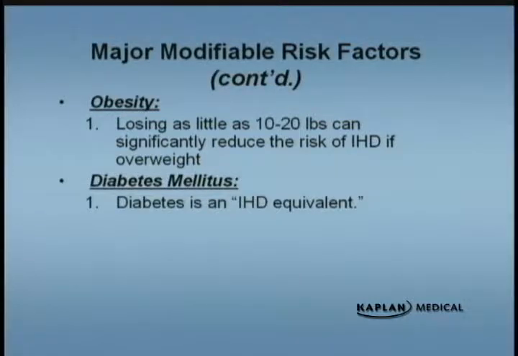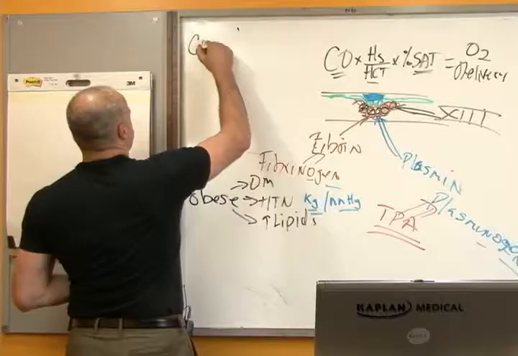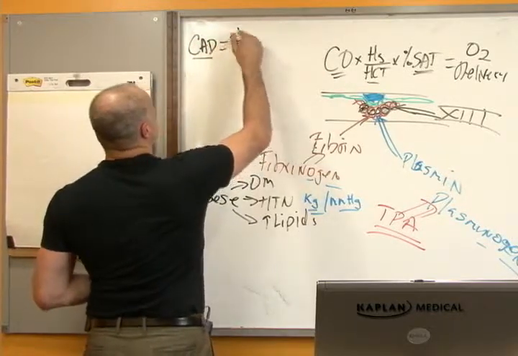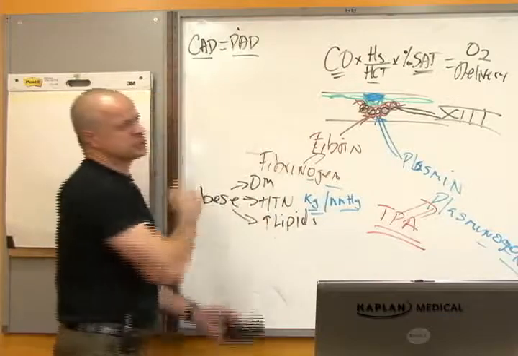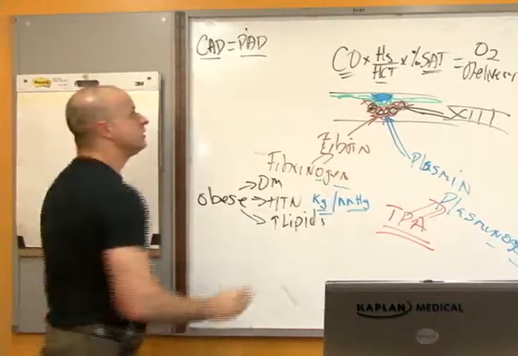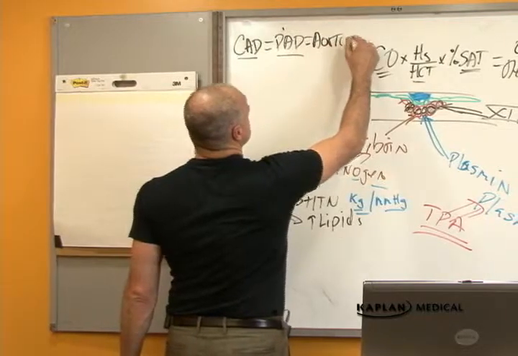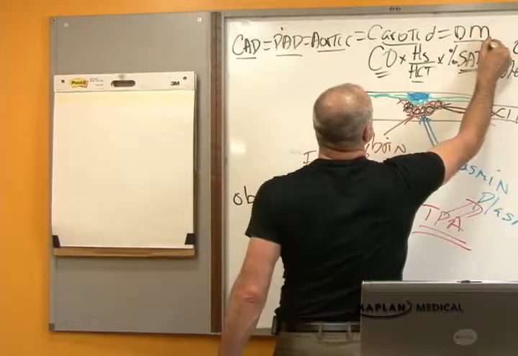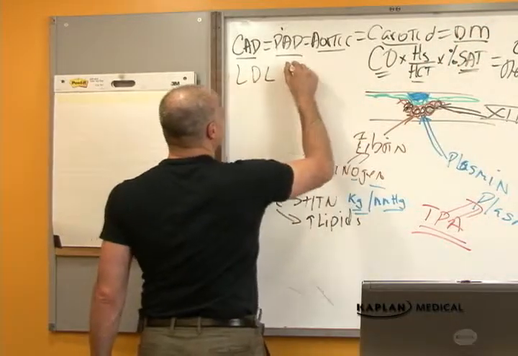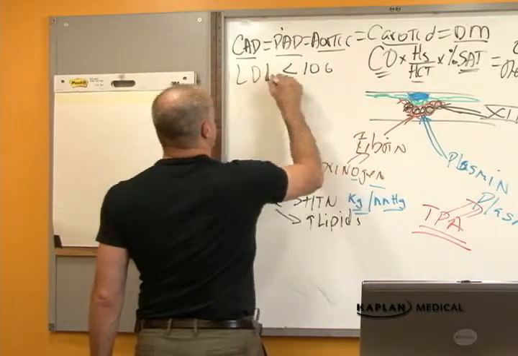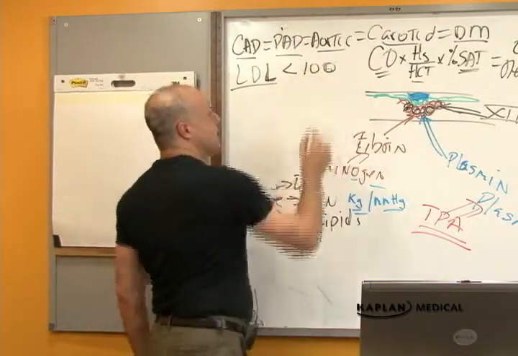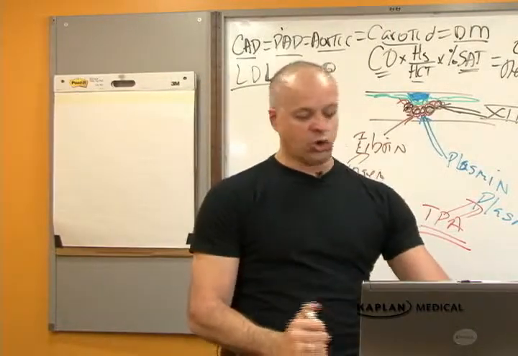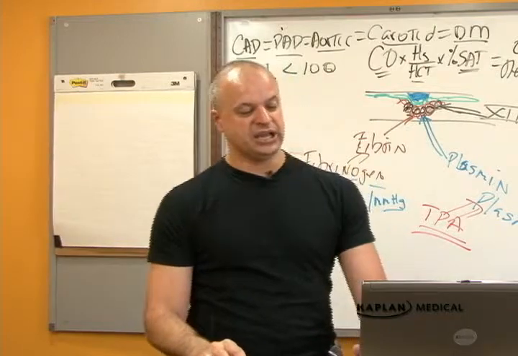Diabetes for LDL is the equivalent of coronary arteries or ischemic heart disease. Diabetes is the equivalent from the point of view of LDL management. Coronary artery disease equals peripheral arterial disease. CAD equals PAD, and that is bad. Equals aortic disease, equals carotid disease, equals diabetes, please. And for each one of them, LDL less than 100 is the goal. It's a coronary artery disease equivalent.